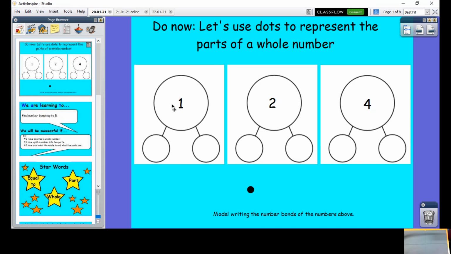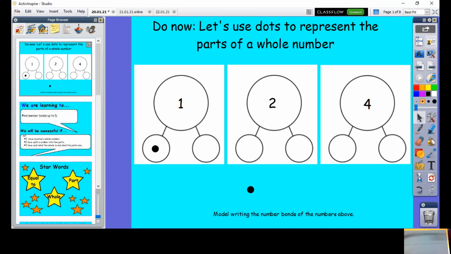Now I only have one number in this box, so I can only do one dot. So I'm going to do 1 here. Then I know that 1 and 0 makes 1. On to the next one. I've got 2 here. My whole number is 2. So split my whole number into 2 parts. 1, 2. So now I know that 1 and 1 makes 2.